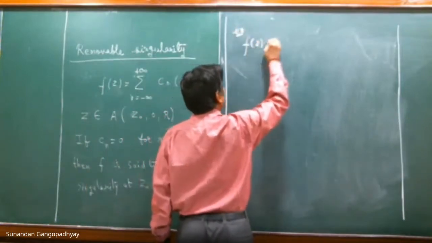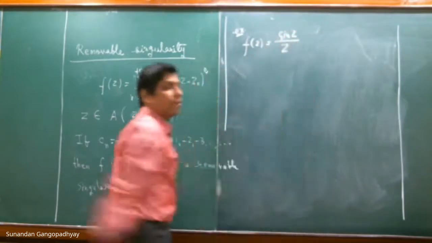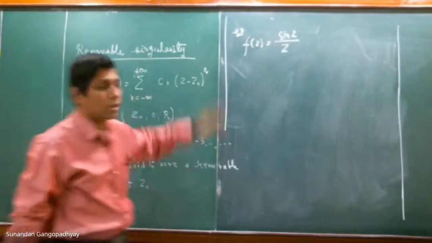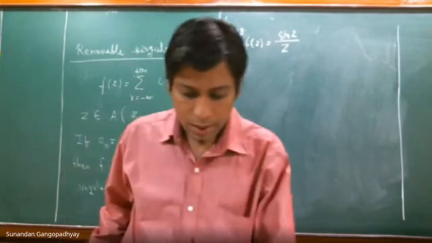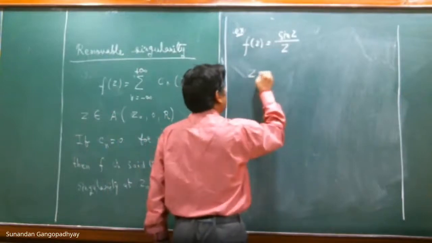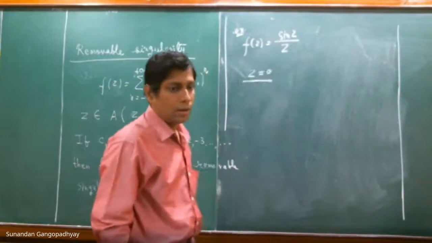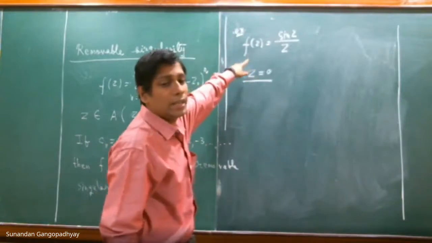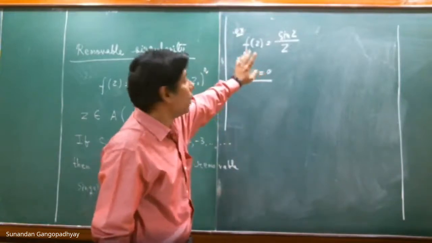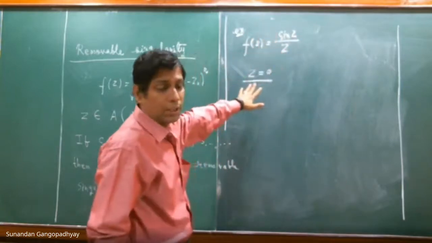f of z is equal to sine of z by z. So this is very familiar to you. See, this function is not defined at z is equal to 0, right? The limit of this function as z tends to 0 is 1. But per se, this function is not really defined at z is equal to 0. There is a problem with this function.